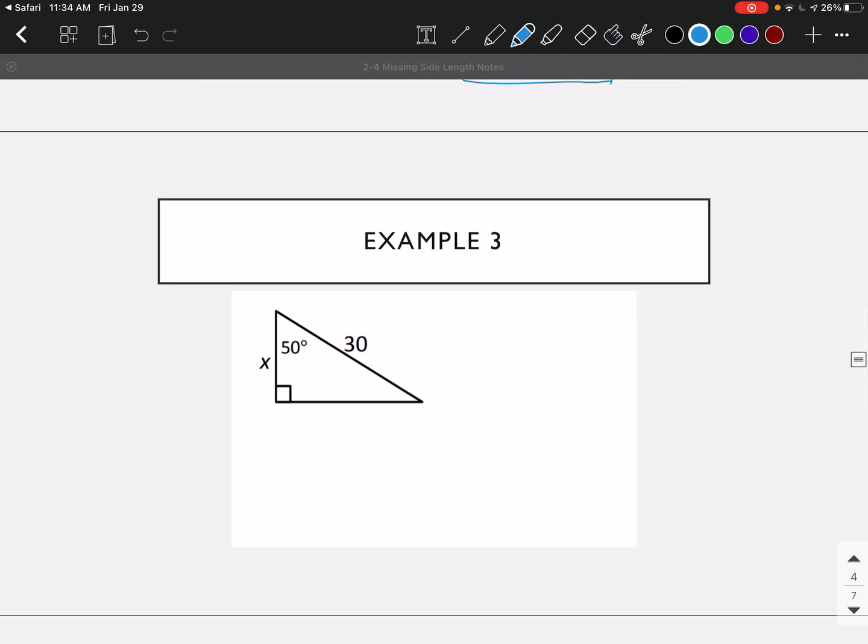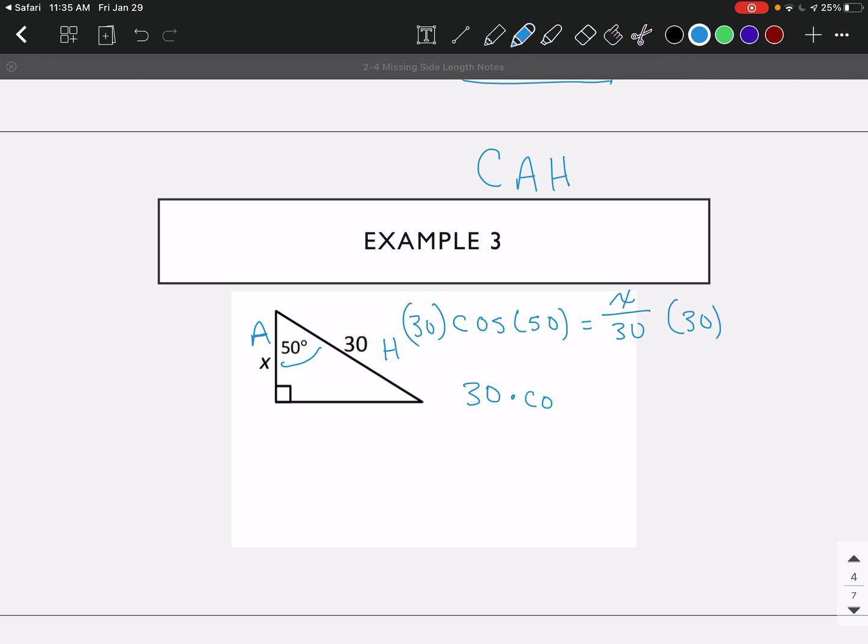Now we're going to go to cosine. Cosine is CAH, cosine adjacent hypotenuse, and remember, adjacent is just next to. I have my 50 degrees; this will be A, this will be H. So I know I'll have cosine 50 equals adjacent over hypotenuse, so x over 30. To get rid of the 30, we multiply on both sides, so I have 30 times cosine 50 equals x.